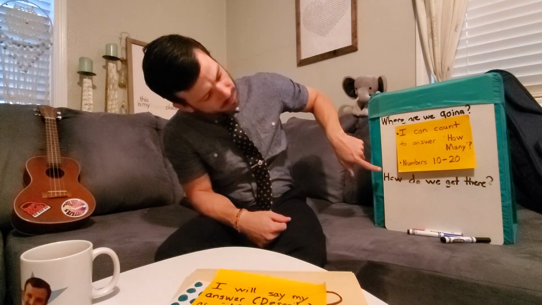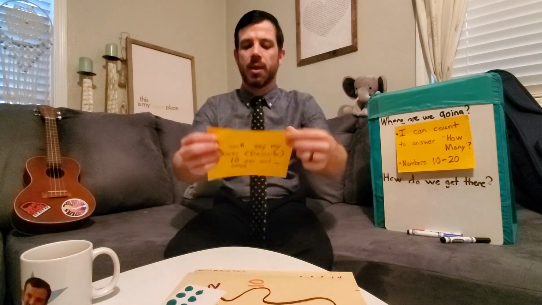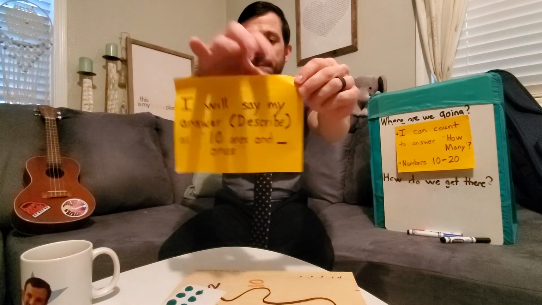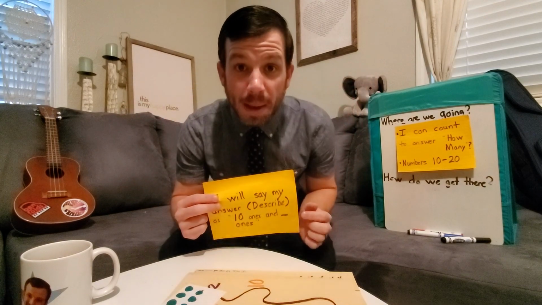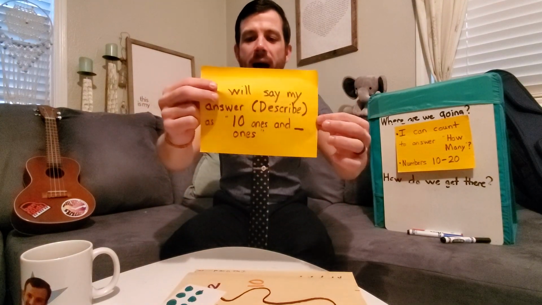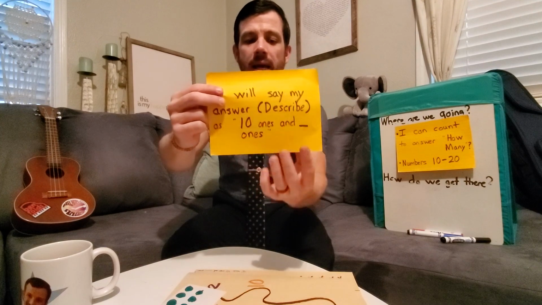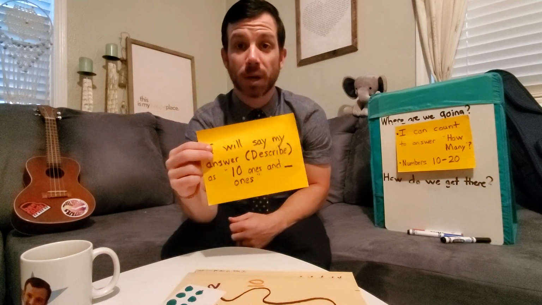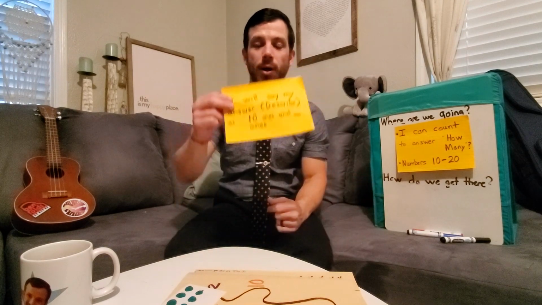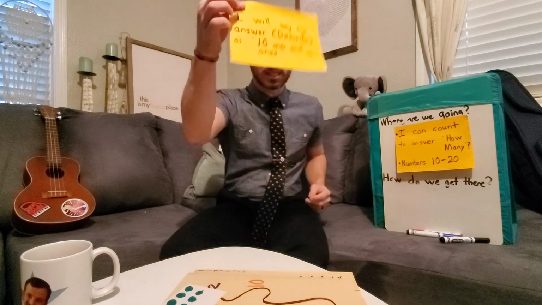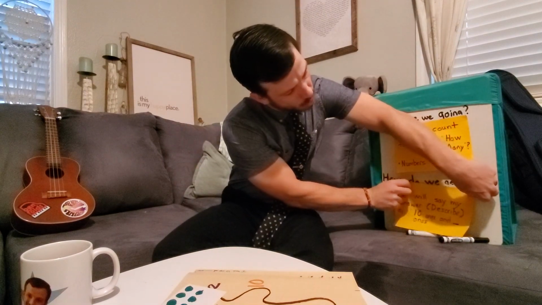And let's show ourselves how do we get there. This is how we're going to know once we've got it, okay? We're going to say my answer, or remember that big math word, describe, as 10 ones and blank ones, which means we're going to have a group of 10 and some left over. Our new math way to write those is to have a group of 10 ones and some ones left over. So this is how we will get there. Here's how we will show what we know.